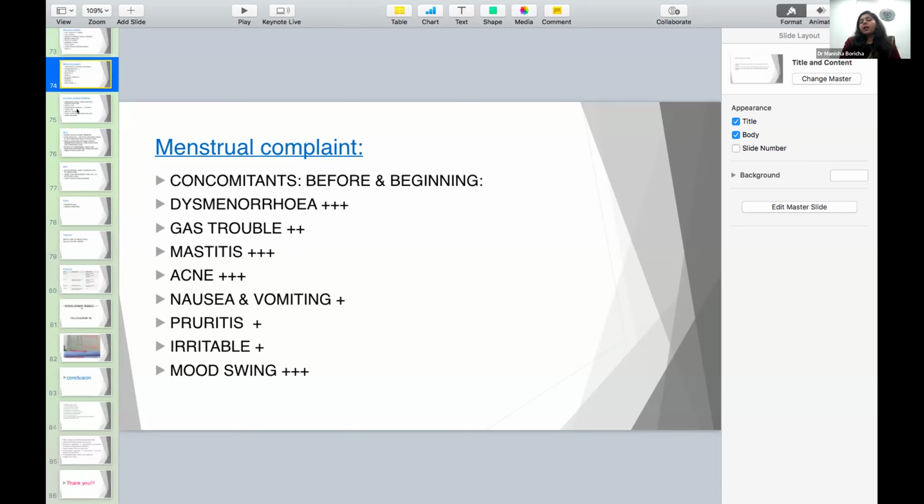Concomitants before and at the beginning of menstruation: dysmenorrhea +3, gas troubles, flatulence +2, mastitis +3, acne +3, nausea and vomiting, pruritus, irritability, mood swings +3.